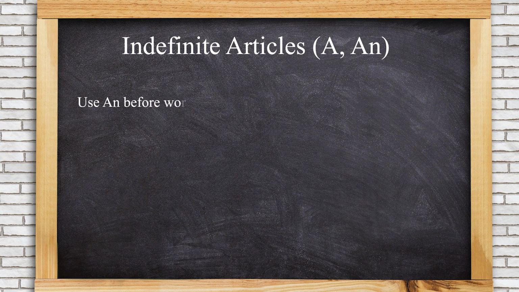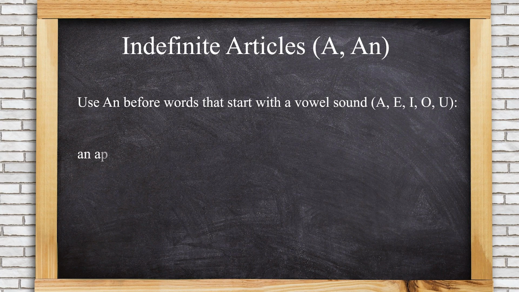We use an before words that start with a vowel sound, and that is a, e, i, o, u, or phonetically "ah, eh, ih, oh, uh." An apple, an elephant, an honor. Because honor, although it starts with H, that H is silent, so it makes the "ah" sound at the beginning.